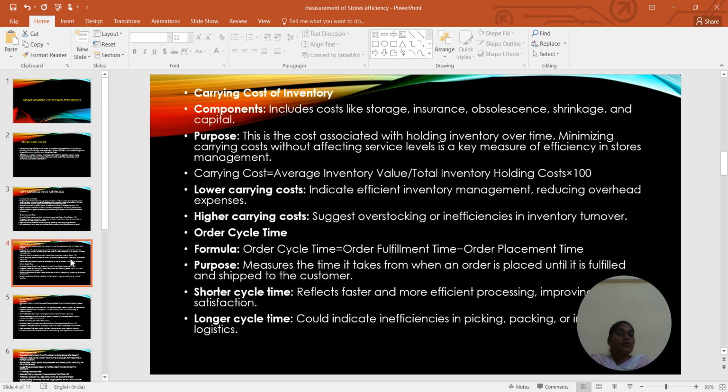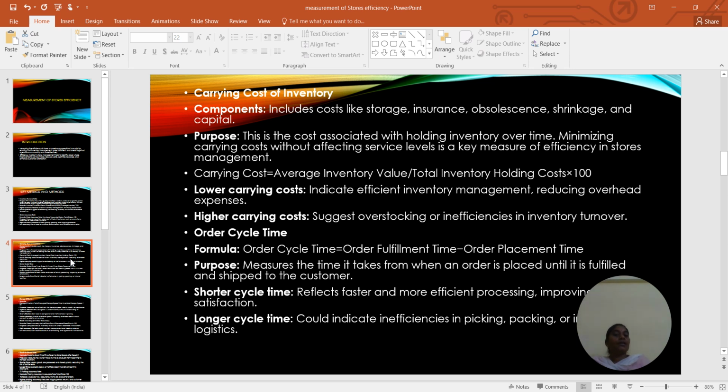And next, carrying cost of inventory. Carrying cost of inventory includes different components: storage cost, insurance, obsolescence, shrinkage and capital. This is the cost associated with holding the inventory over time, and minimizing the carrying cost without affecting service levels is a key measure of efficiency in store management.